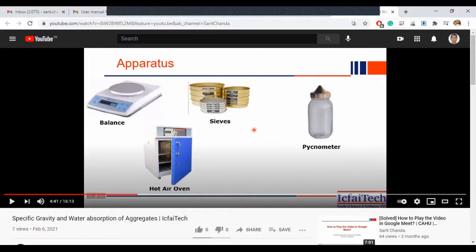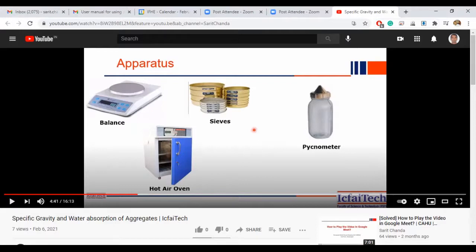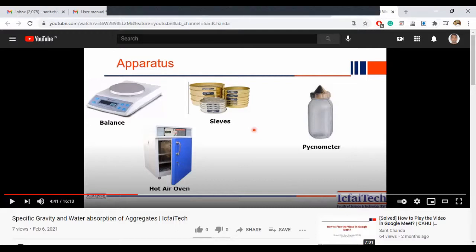Coarse aggregate means boulders, right? What we see in roads for road construction or building construction, large boulders, that is coarse aggregate. And fine aggregate is that which is less than 4.75 mm in size. Sand is also an aggregate, we call it fine aggregate. So using this pycnometer, you can also find the specific gravity of sand. The procedure is the same. Does anyone have any confusion in that?